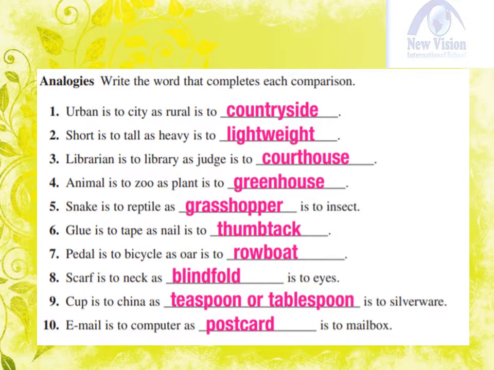7. Pedal is to bicycle as oar is to rowboat. 8. Scarf is to neck as blindfold is to eyes. 9. Cup is to china as teaspoon or tablespoon is to silverware. Number 10. Email is to computer as postcard is to mailbox.